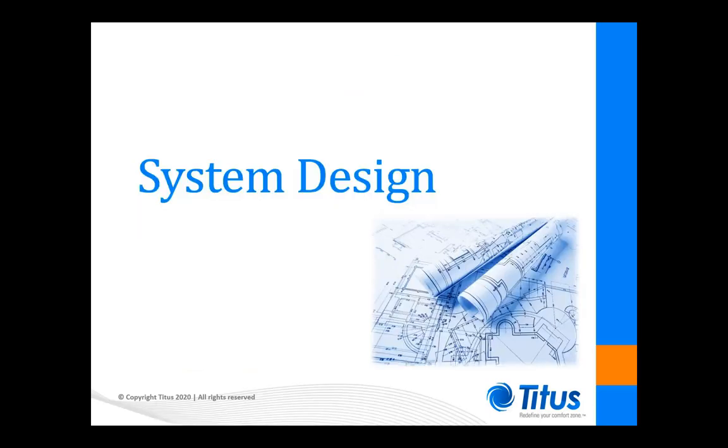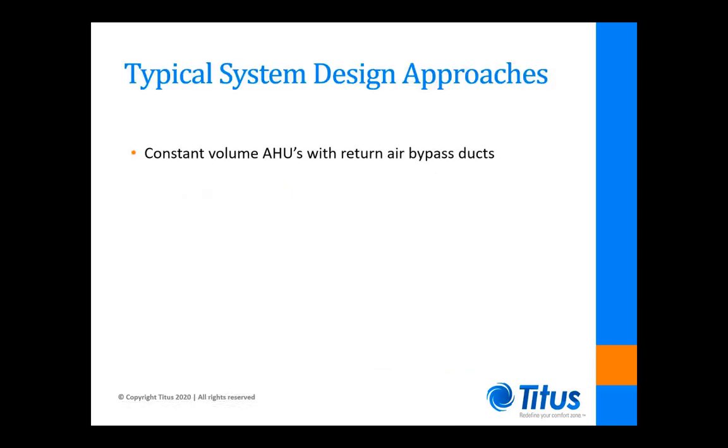In this next section, we will discuss some of the design aspects of a VAV diffuser system. Firstly, there are several design approaches that can be taken depending on the particular application and budget. These are the three most common. For smaller buildings or budgets, a system consisting of packaged rooftop constant volume air handlers with DX coils and return air bypass ducts are often used.